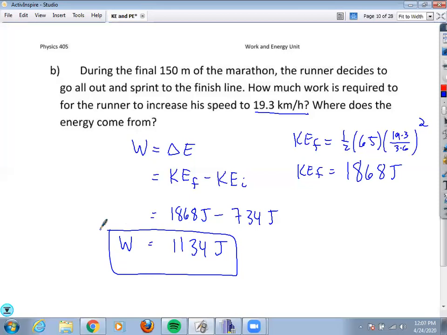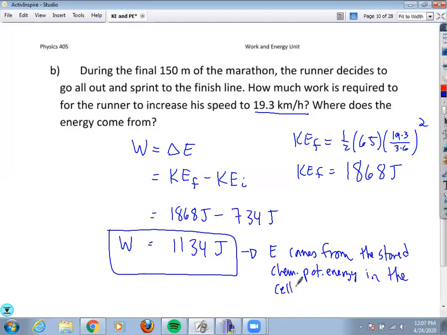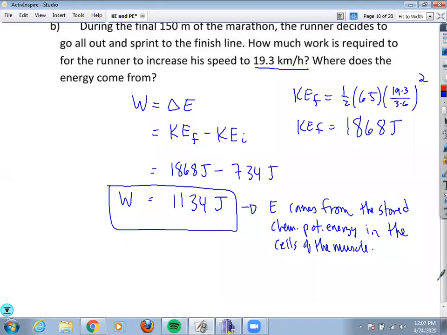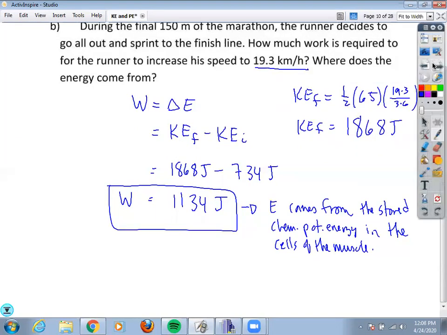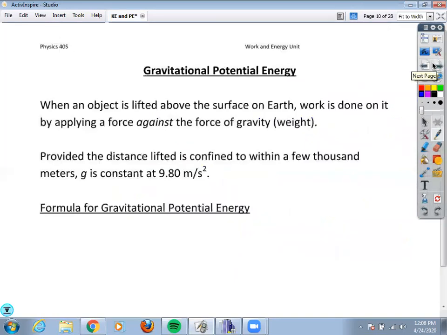Where does this energy come from? The energy comes from the stored chemical potential energy in the cells of the muscle of the runner. That's essentially where it would come from. And that is the basic example of the work change in energy theorem.